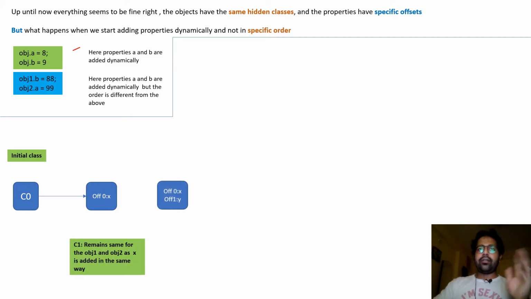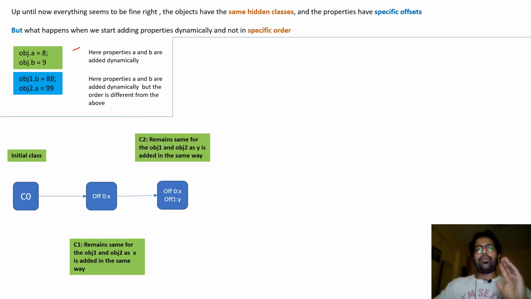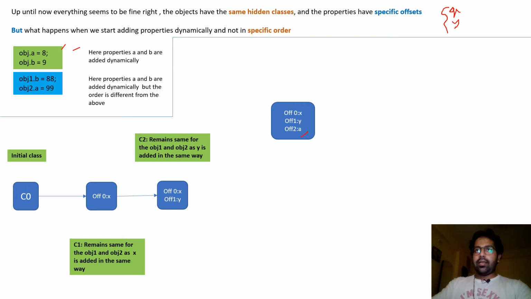We saw that, and then it transitioned to C2 class, correct, where the offset was 0 for x and 1 for y. Now what happens? We add a to object obj. So another class is made with offset 2 for a, right? So this is the object, this was x, this is y, and this is a.